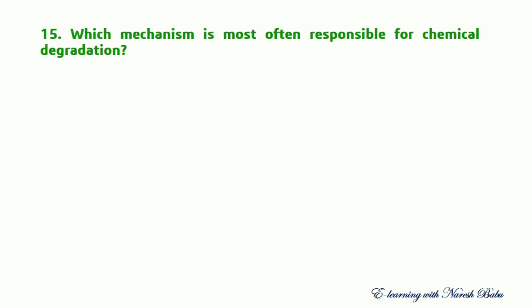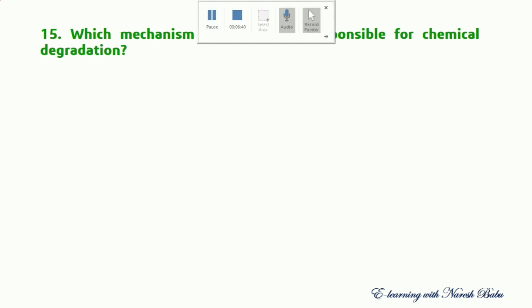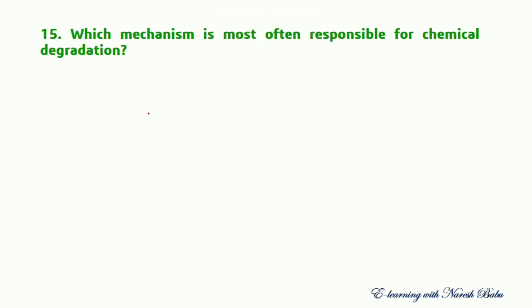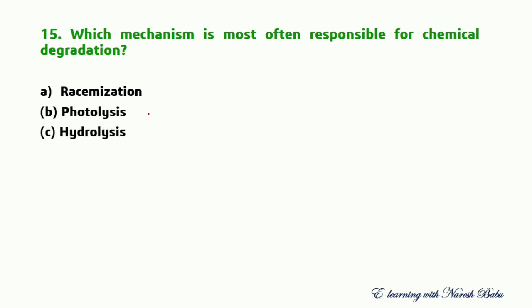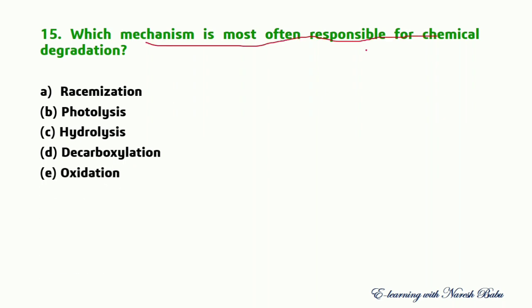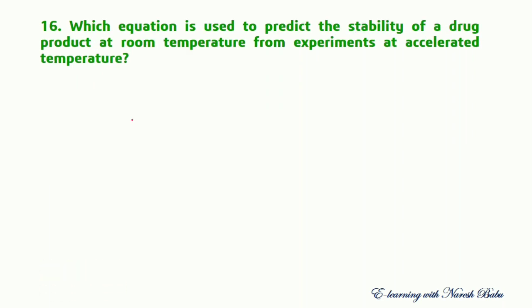Next question, which mechanism is the most often responsible for chemical degradation? You can see the options: racemization, photolysis, hydrolysis, decarboxylation, and oxidation. In which mechanism is most of the chemical degradation responsible? Degradation mostly happens through hydrolysis. So the answer is C.